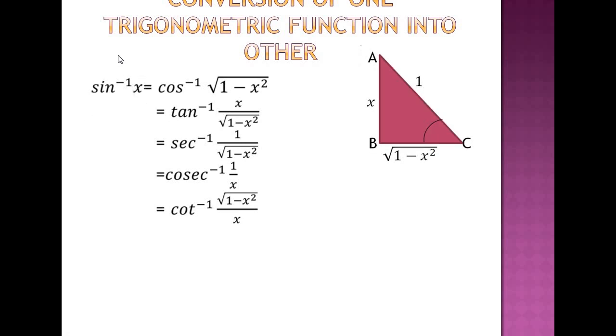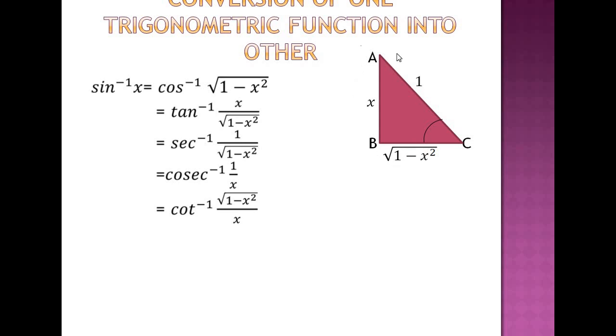Here sine inverse of x has been given to you. You treat this as x by 1. So here is a right angle triangle. Treating this as an angle, what is the ratio of the sine? It is opposite side upon hypotenuse. So I'm taking AB as x and hypotenuse as 1. By using the Pythagoras theorem, the side BC becomes under root of 1 minus x square.